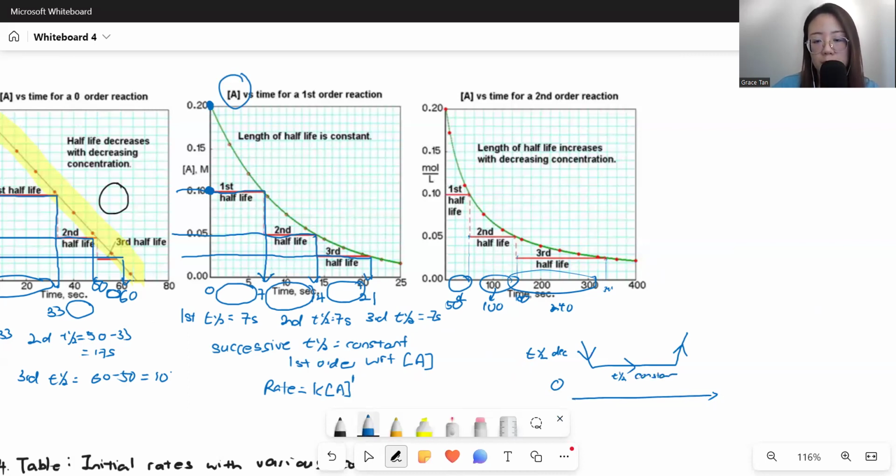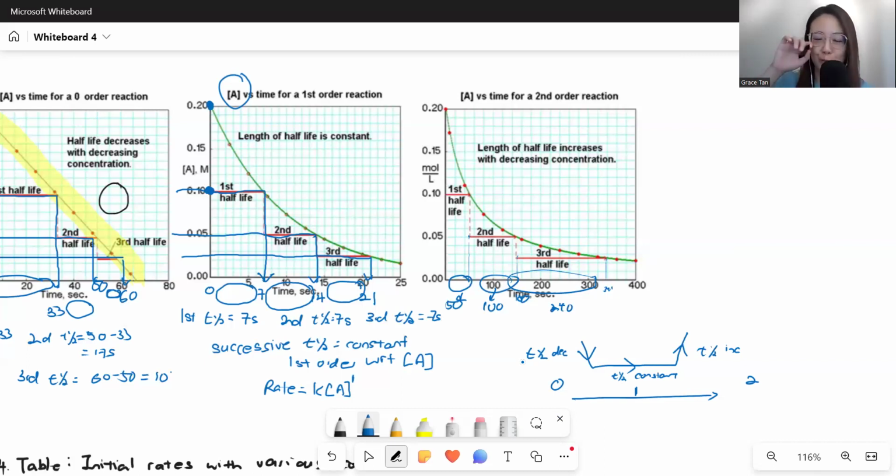This is called first order. And if your half-life increases, this is called a second order reaction. So can you see the number 0, 1, 2 from left to right? Now I know that if my successive half-life decreases, it's zero order. If my half-life is constant, it's first order. And if my half-life is increasing, it's a second order reaction.